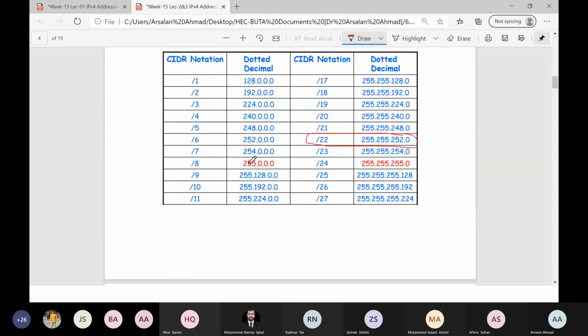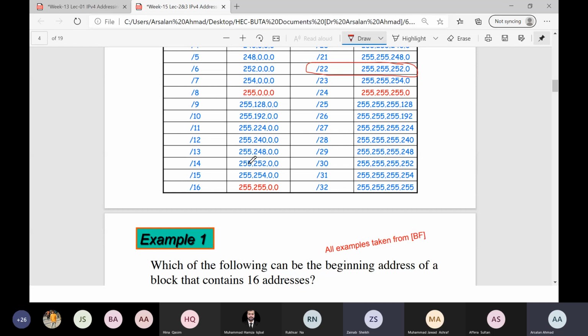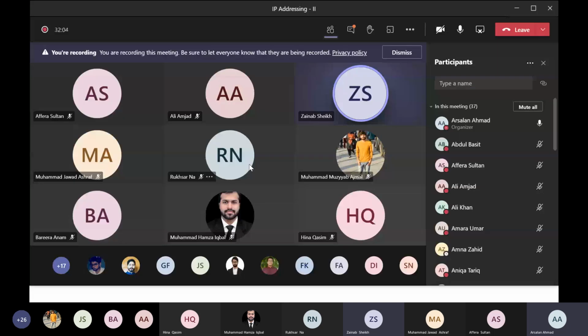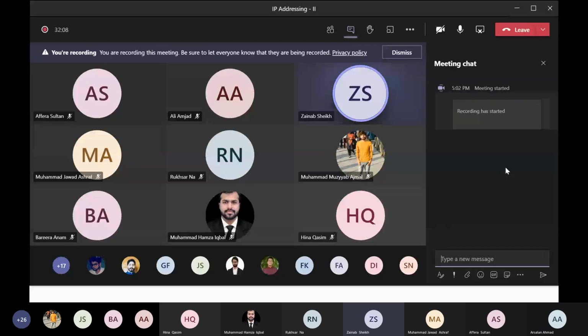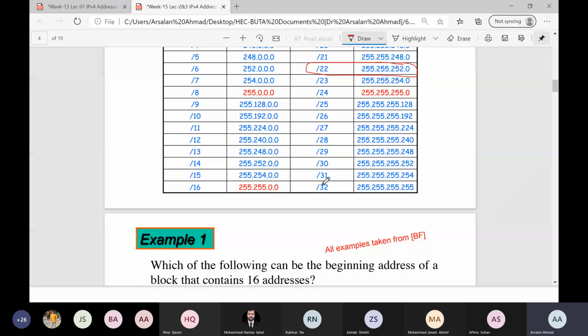Now without any further delay, let's start looking at the examples, and you will help me in solving them. Yes, please, question? Sir, can you repeat the last point? The last point will be repeated in the examples as well. So let's continue with the last point. The last point was that the beginning address must be evenly divisible by the number of addresses.